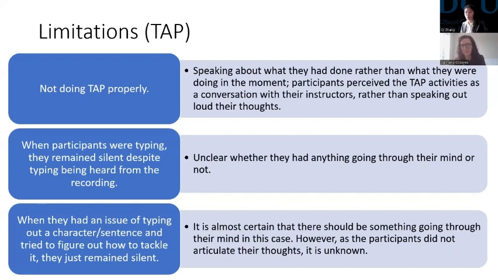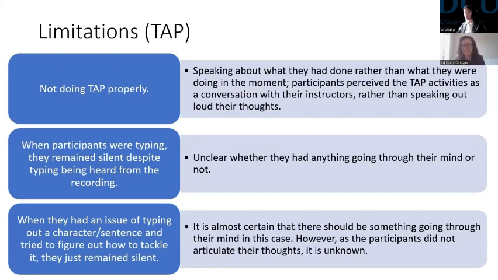So they'd say, oh, I'm really sorry, or I just didn't have time to do enough this week. I'm sorry, it's so rushed. I didn't mean this, and so on. So they think of it as a conversation with their instructors rather than freely thinking aloud. The second one, probably the most frustrating one, is that when participants were typing, they remained silent.